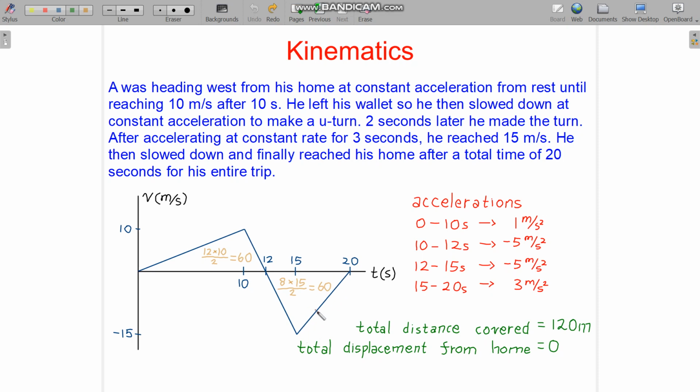So here it's going faster, slower, we have a deceleration again here. Alright, I'll see you again next time.